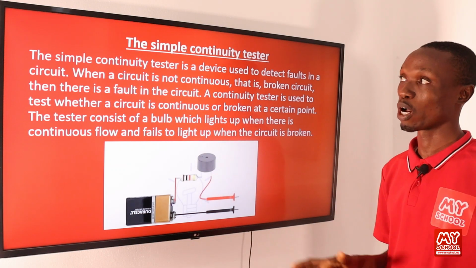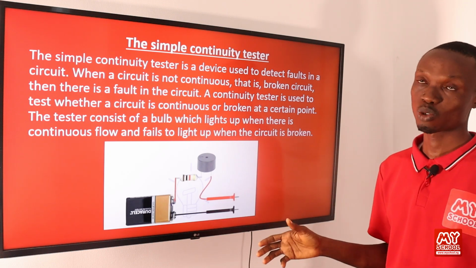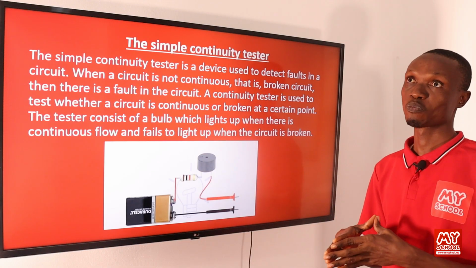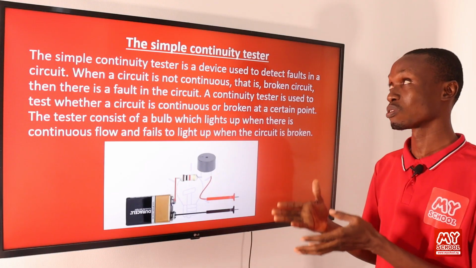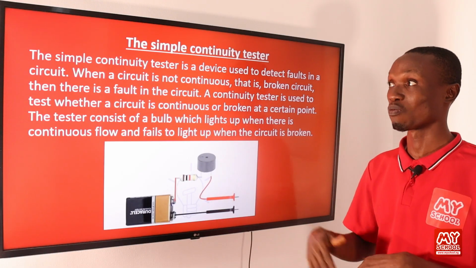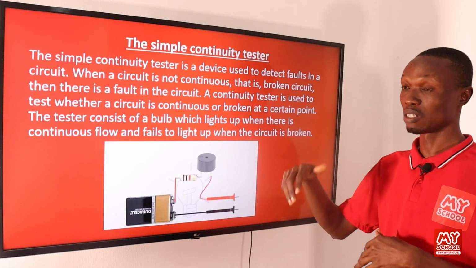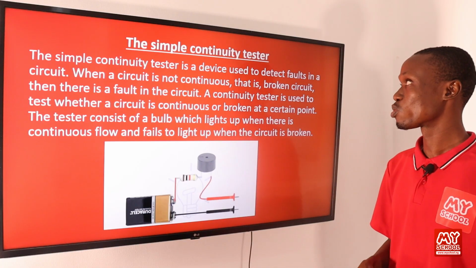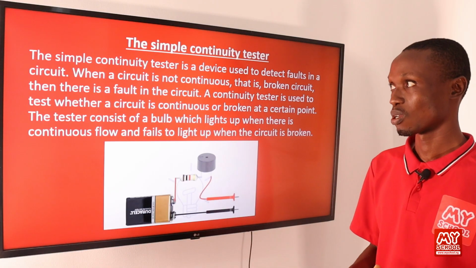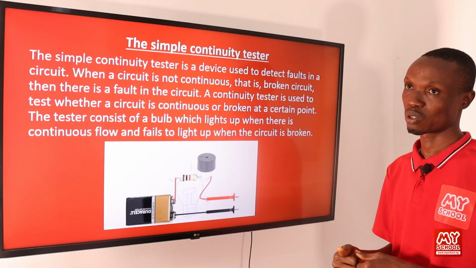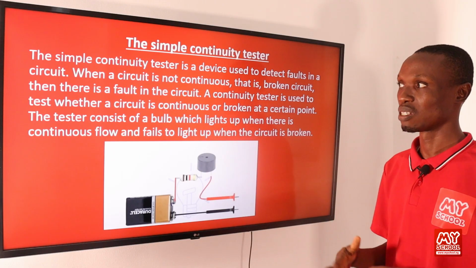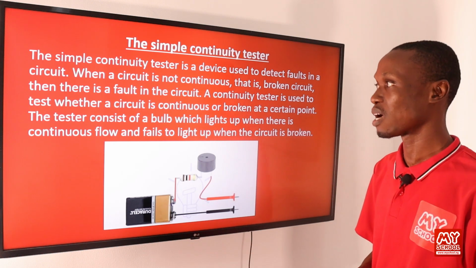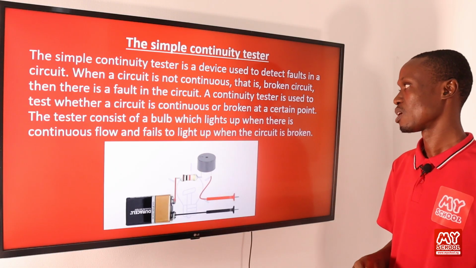On this next slide, we are going to be talking about the simple continuity test. The simple continuity test is a kind of test that is used to test circuits. It can as well be used to test the components of a circuit, which we'll be discussing in the slides to come. The simple continuity tester is a device used to detect faults in a circuit. When a circuit is not continuous, that is, a broken circuit, then there is a fault in the circuit. A continuity tester is used to test whether a circuit is continuous or broken at a certain point.